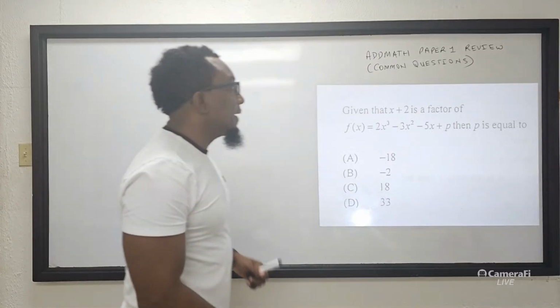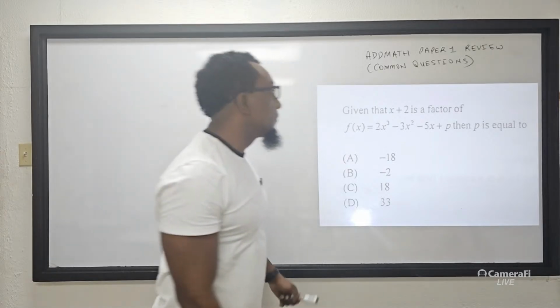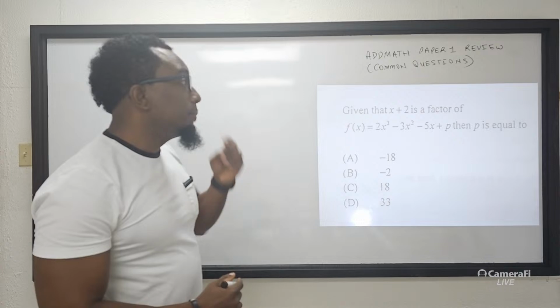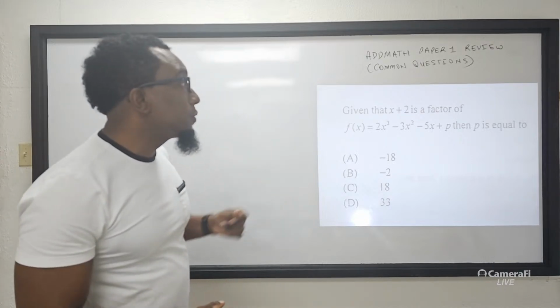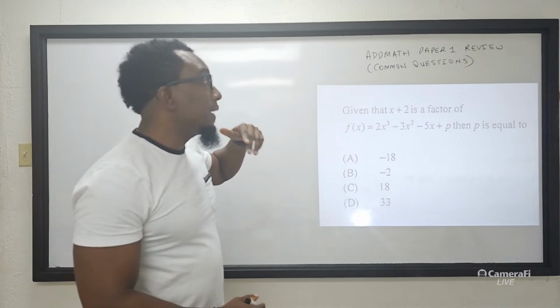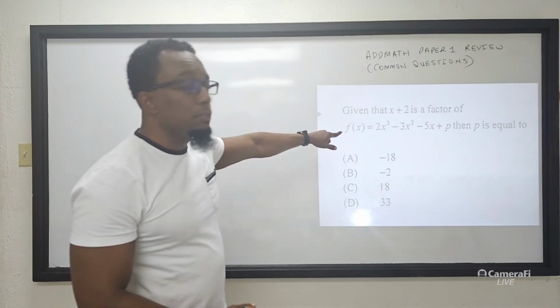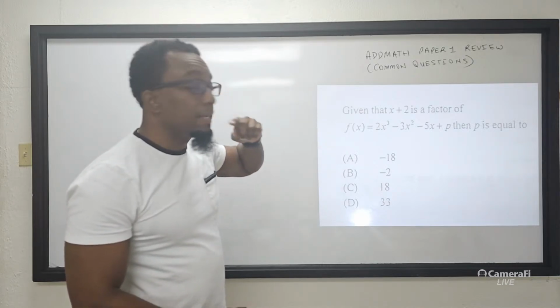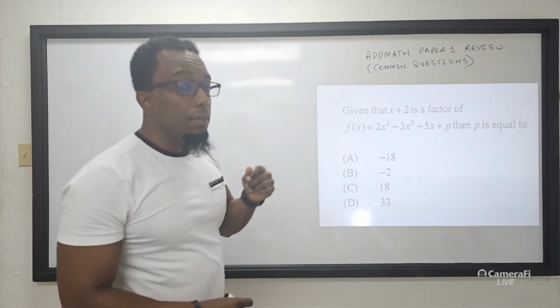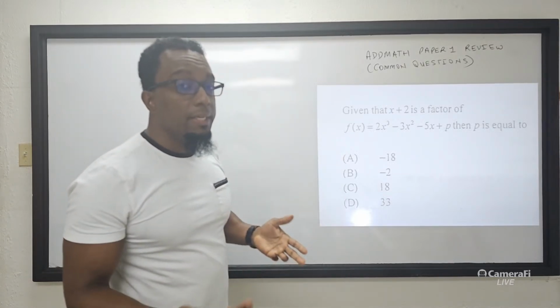It says here, given that x plus 2 is a factor of this cubic polynomial, then p is equal to, what is p equal to? So if x plus 2 is a factor, it means automatically that when I divide x plus 2 into this cubic polynomial, my remainder is 0. Automatically, the remainder is 0. And if you have to solve for an unknown quantity, you have to establish or create an equation.